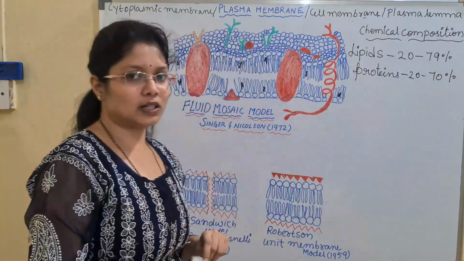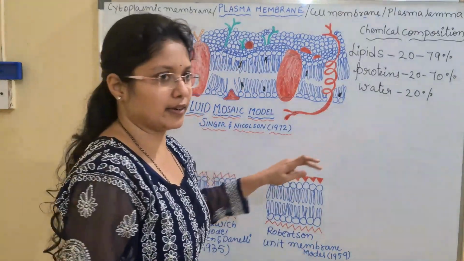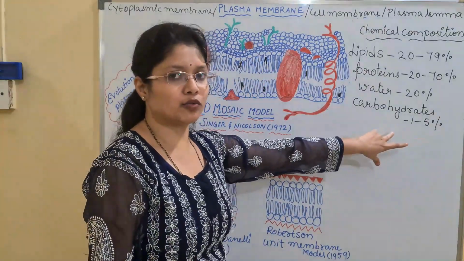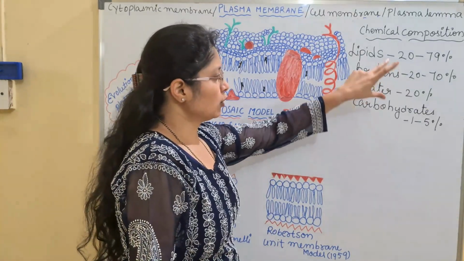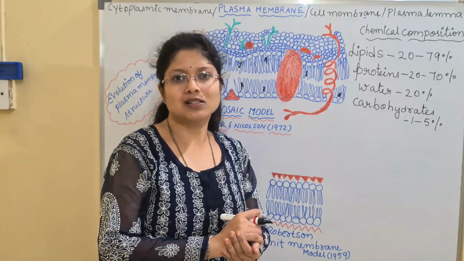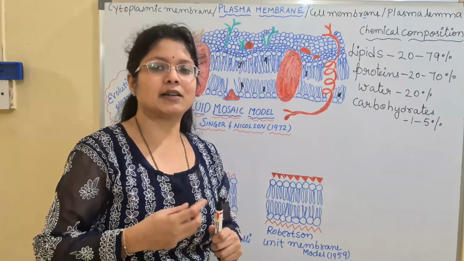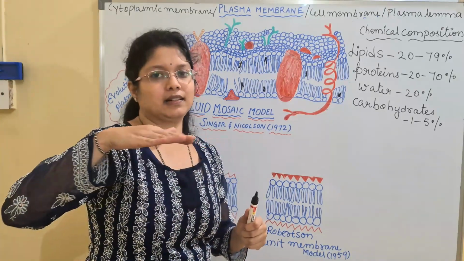Next is water, which is 20%, and next are the carbohydrates, around 1 to 5%. Along with all these biomolecules, we have enzymes. So this is a very thin membrane and a lot of metabolism is taking place over this thin layer.